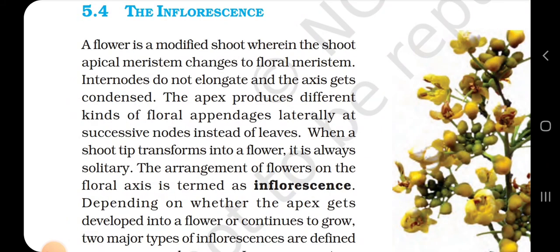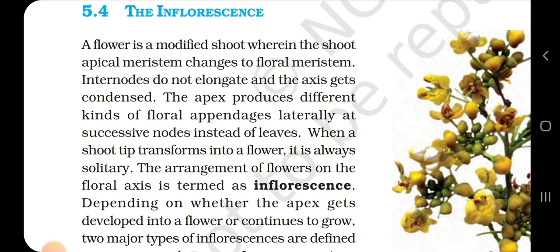5.4 The inflorescence. A flower is a modified shoot wherein the shoot apical meristem changes to floral meristem. Internodes do not elongate and the axis gets condensed. The apex produces the different kinds of floral appendages laterally at the successive nodes instead of leaves. When a shoot tip transforms into a flower, it is always solitary. The arrangement of flowers on the floral axis is termed inflorescence, depending on whether the apex gets developed into a flower or continues to grow.